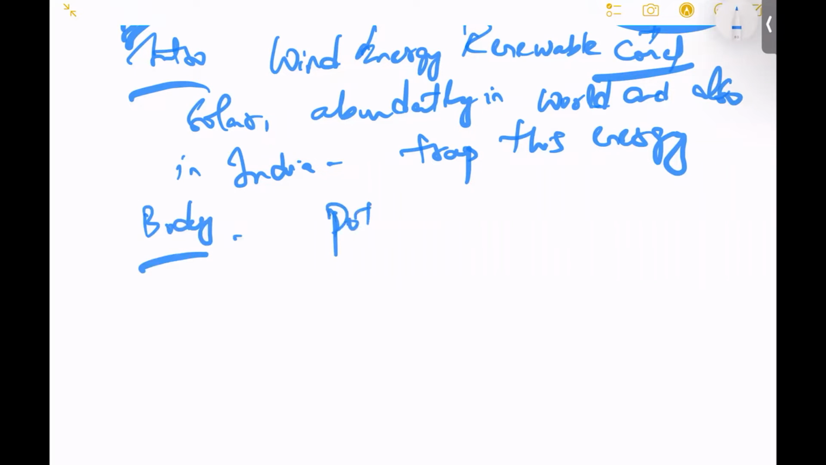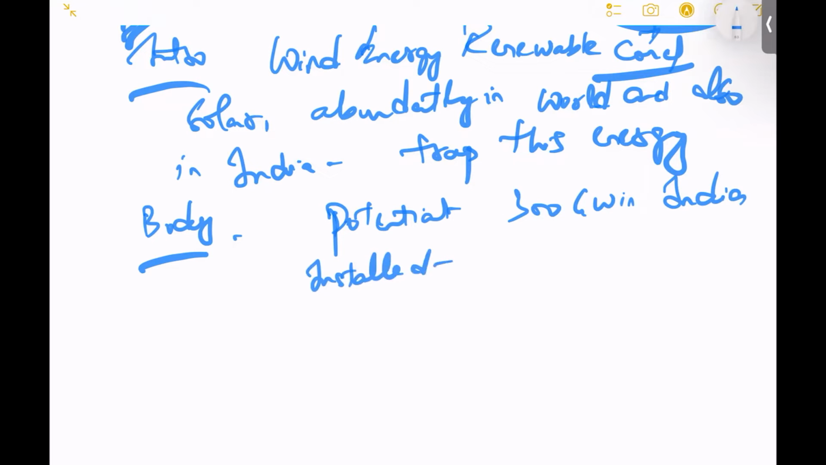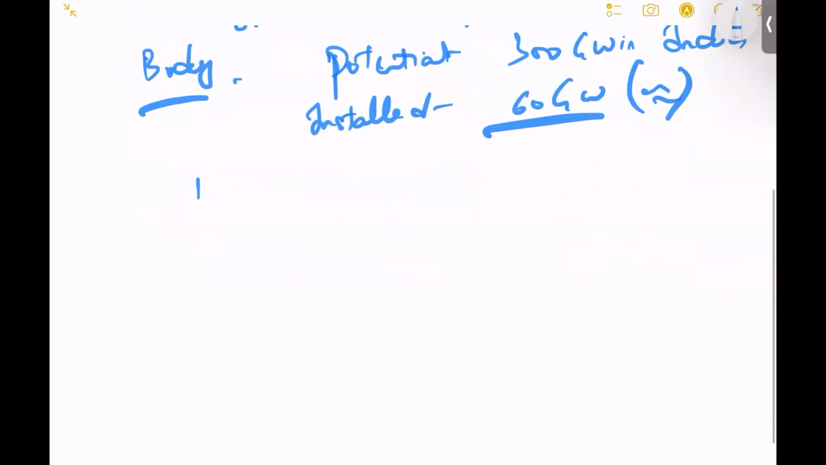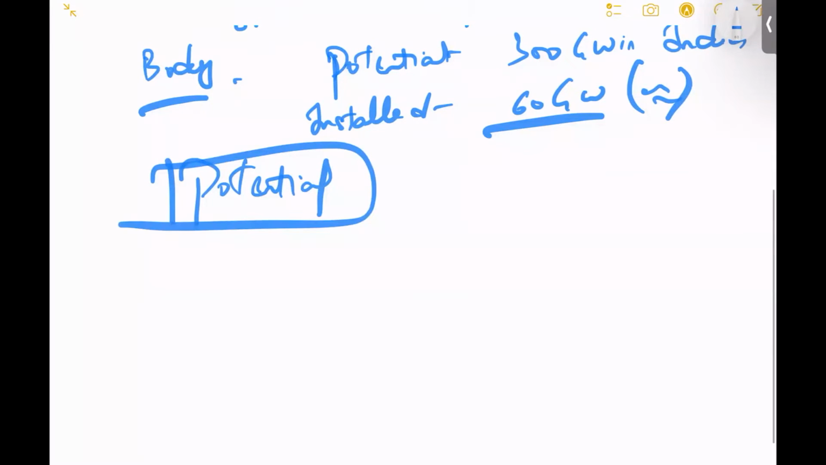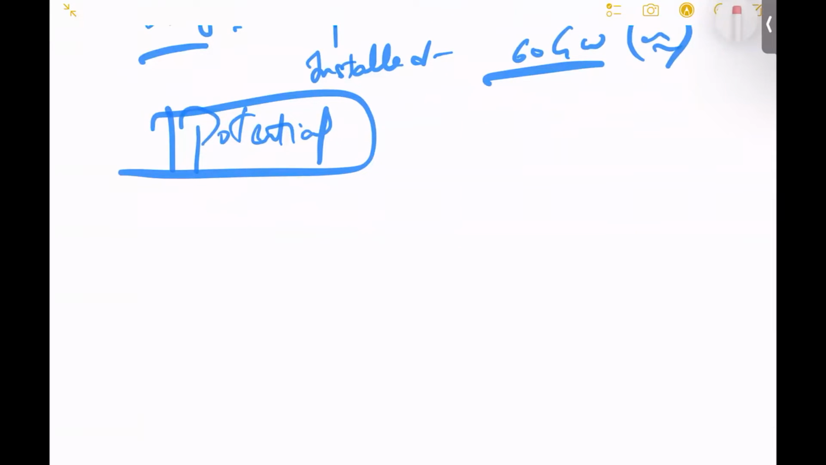As per many reports, the potential of wind energy is 300 gigawatt in India, but the installed capacity is hardly around 60 gigawatt. Okay. This is approximate. It can be 10 here and there. So around 60 gigawatt it is installed. So what are the potentials? So make a side heading: potential of wind energy in India.